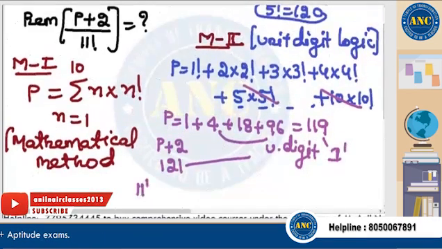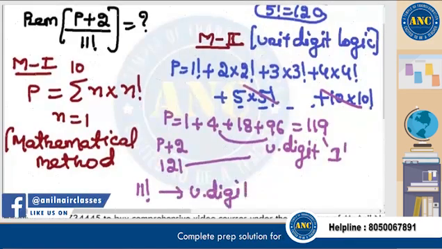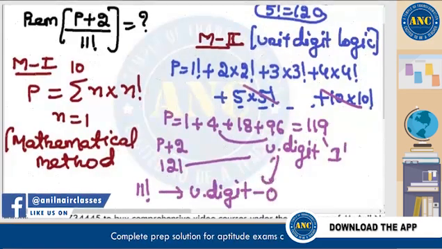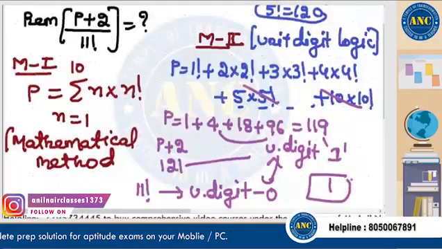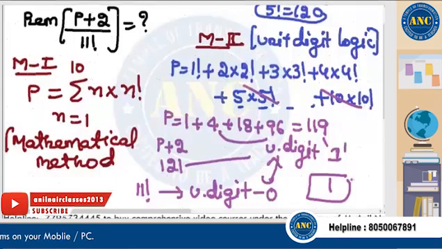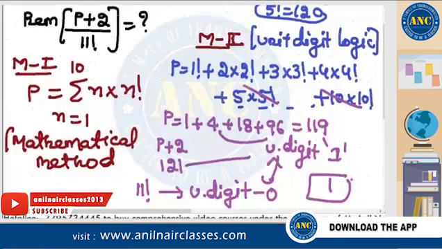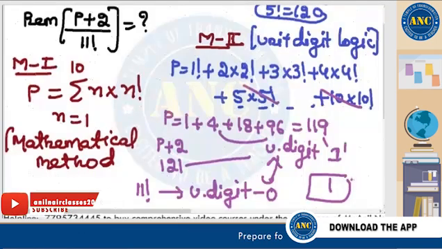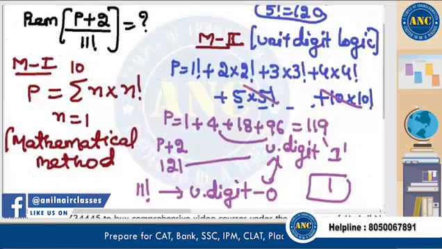11 factorial, unit digit is 0. So this divided by this, answer is 1. I hope it is clear. Very simple. You don't need any mathematics to solve this question. More than solving the question, learn the concept which I am using, sir.